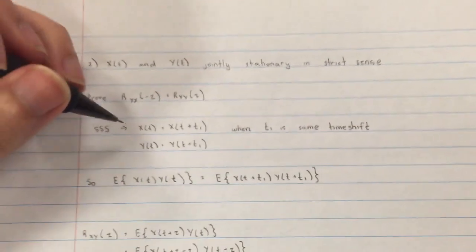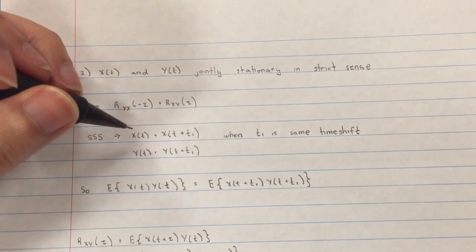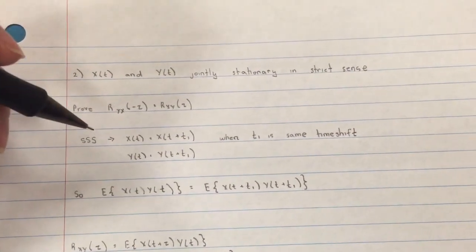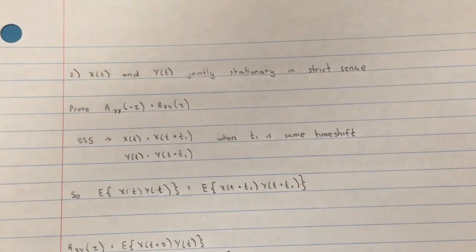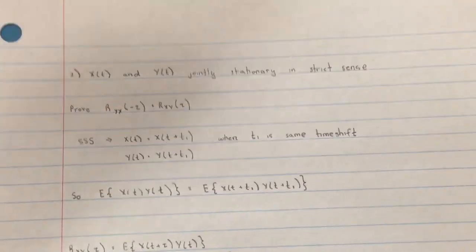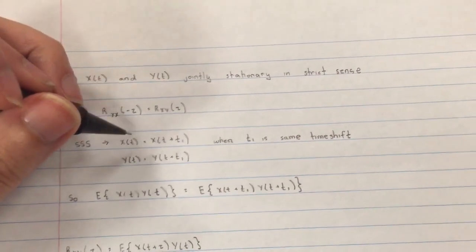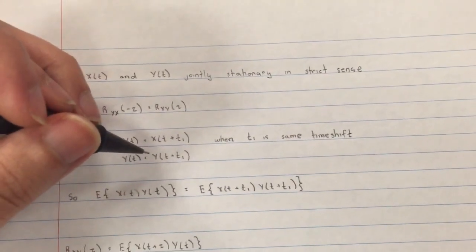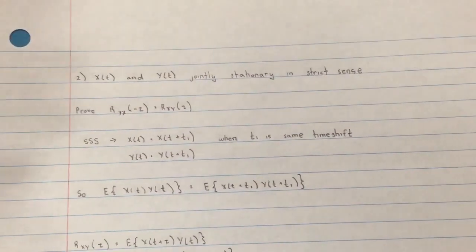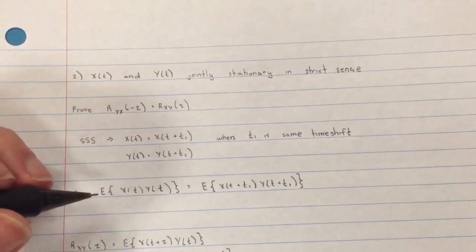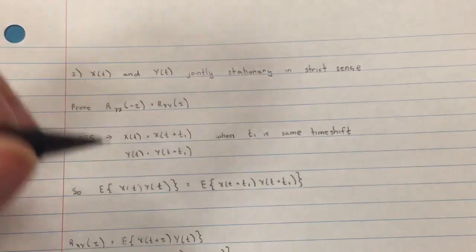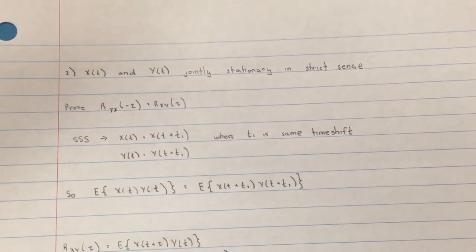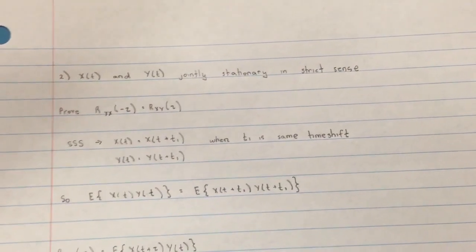Strict stationary means that for x of t and y of t, given a time shift t1, the same time shift for both, x of t is going to be equal to x of t plus t1, and y of t is going to be equal to y of t plus t1. For example, the expected value of x of t times y of t is also going to be equal to the expected value of x of t plus the time shift t1 times y of t plus the time shift t1.